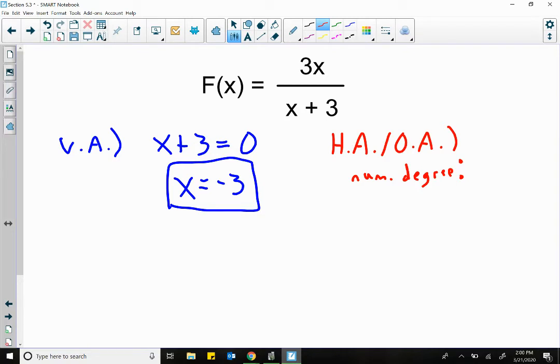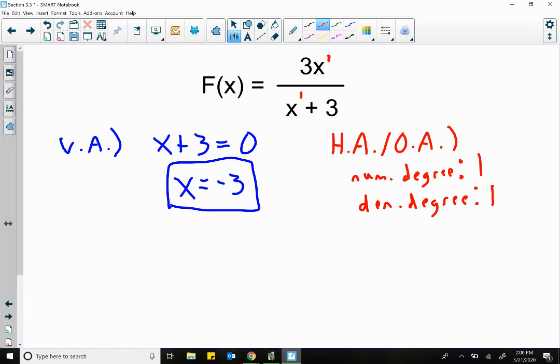So if we look up here, my numerator degree, since I don't have to worry about multiplying anything out, is 1. Okay, so the numerator degree is 1. Denominator degree, we look up here, is also 1 because that's the highest power. Remember, degree means highest power in your polynomial. It should be a part of that first term, as we talked about in 5.1 and 5.2.